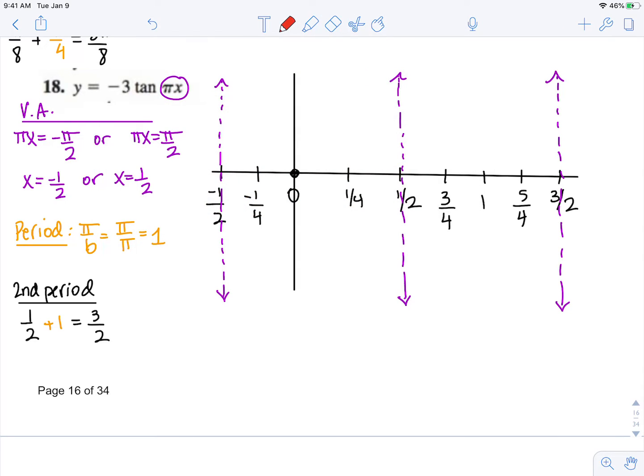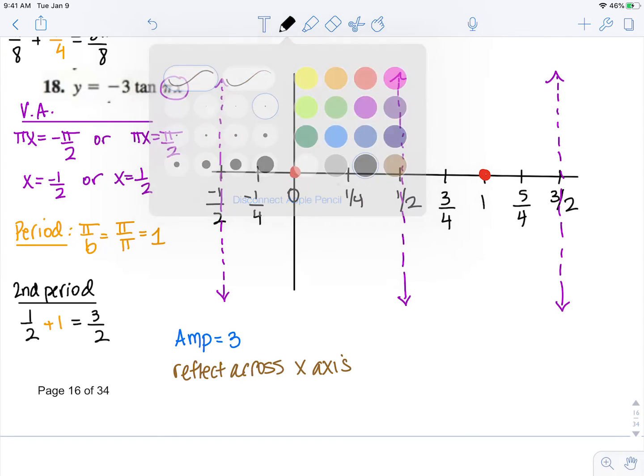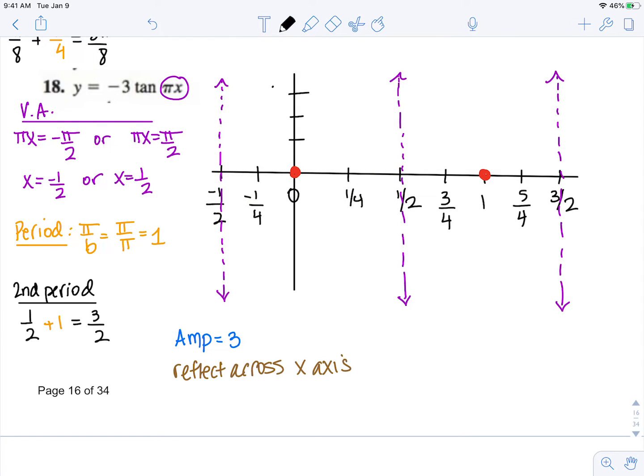So now we know in the middle of each period there's going to be a 0. So I start there. But now I see that my amplitude is 3 and we reflect across the x-axis because of the negative. So that means we're going to go up 1, 2, 3, down 1, 2, negative 3.